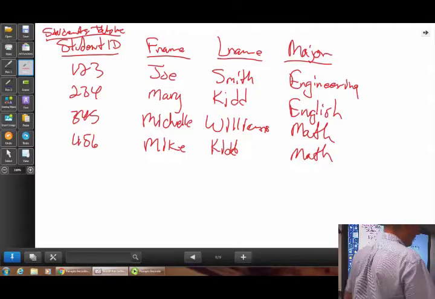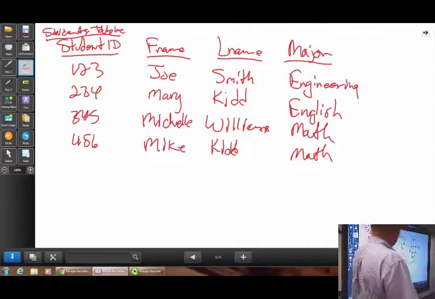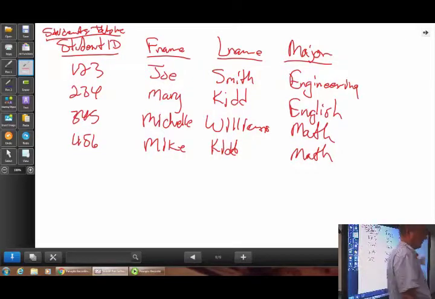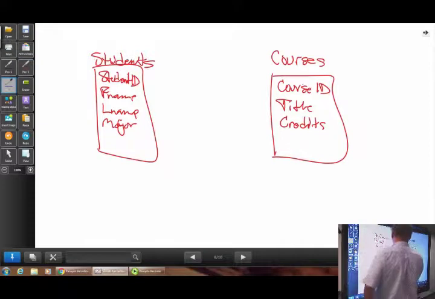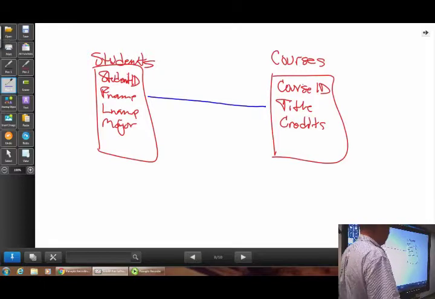So yeah, this solves the problem. Agree? And we would do the same thing for courses. We'd have the course ID, the title, and the number of credits, so now we have a complete list of all the students, and then we would do the same thing with a complete list of all the courses. Right. Now let's look at what we're trying to do here, which is create a relationship between students and courses. Agreed? Yeah. Now there are three kinds of relationships.